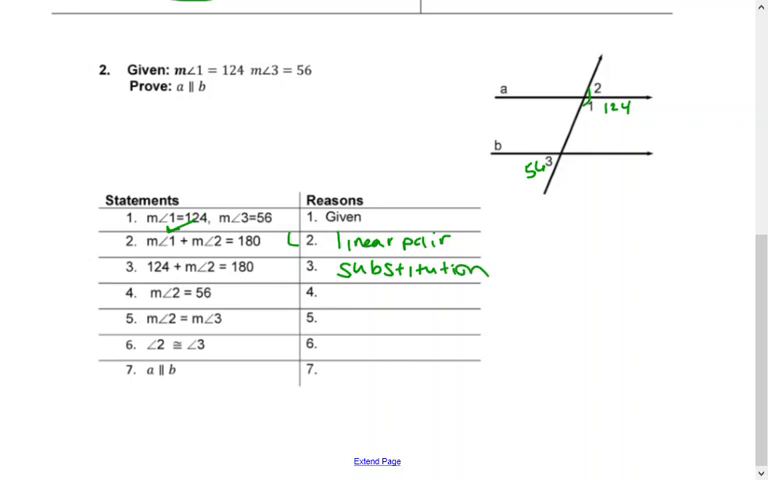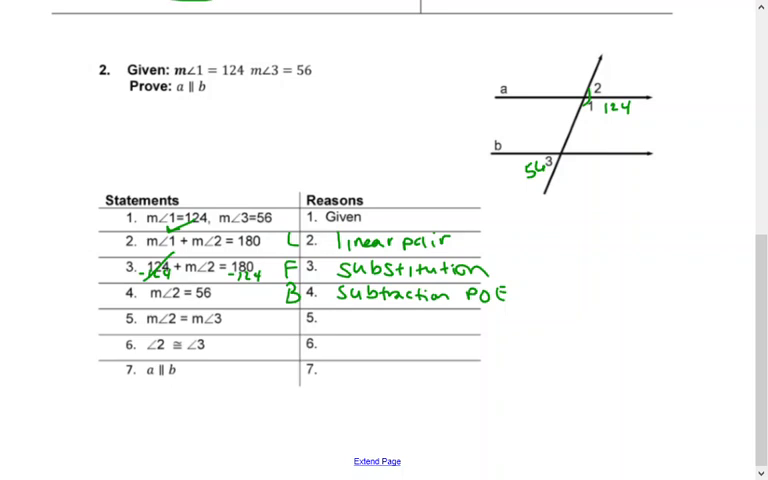And that is F on our sheet. Now we want to get from statement 3 to statement 4, and the only thing different is that we have subtracted 124 from both sides. So we got rid of our numbers here, left with measure of angle 2, and subtracted on the other side. So when we do that, that was the subtraction property. We're talking about an equal sign here, so it's POE, property of equality. The subtraction property is B on your sheet.